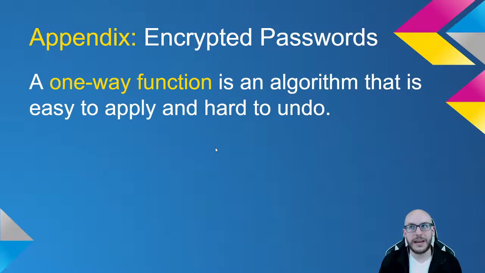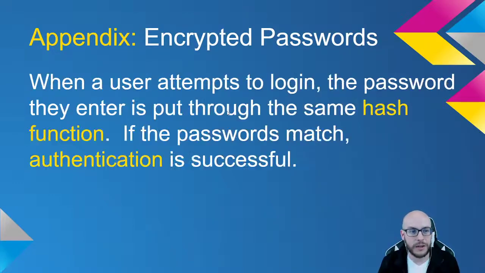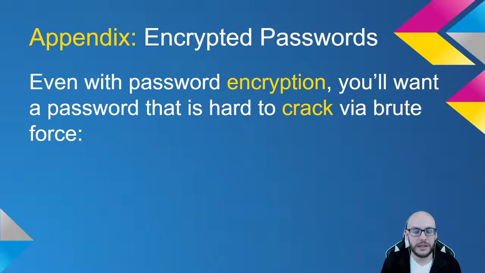Okay, I'm going to briefly explain one-way functions, and if you're interested in this, I encourage you to look out there and see how this is actually achieved, but I'm basically going to dumb it down, to be honest. A one-way function is an algorithm that is easy to apply and hard to undo. Passwords are hashed before they are stored in the database, and when a user attempts to log in, the password they enter is put through the exact same hash function. If the passwords match, then authentication is successful.